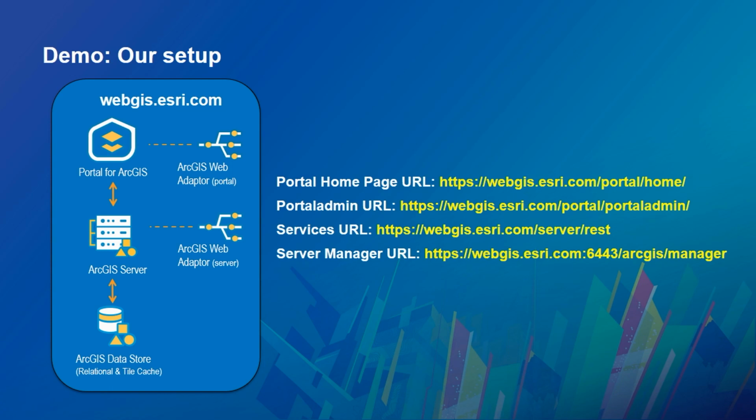Within our demos, we're going to be using a machine called webgis.esri.com. And this is an example of some of the URLs that you're going to be using as administrators to work with the enterprise. For us, we're going to be focusing on the portal/home URL, which is going to be accessed through webgis.esri.com/portal/home.